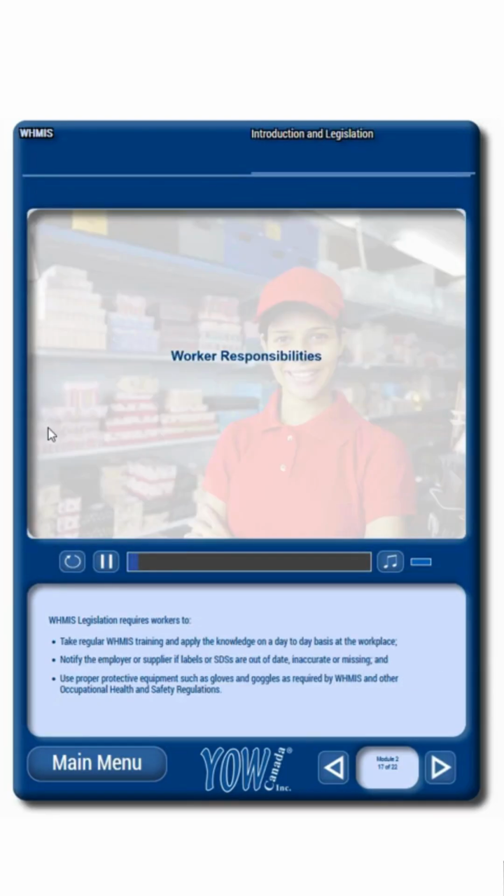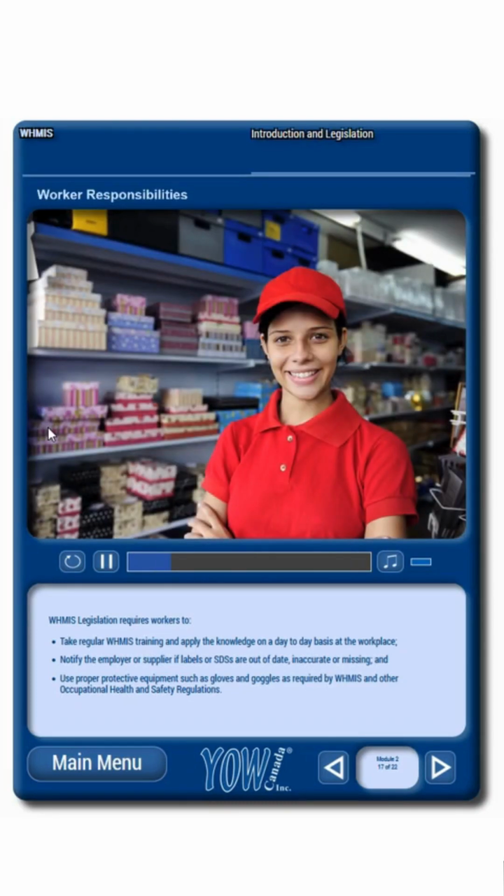Worker responsibilities. WHMIS legislation requires workers to take regular WHMIS training and apply the knowledge on a day-to-day basis at the workplace. Notify the employer or supplier if labels or SDSs are out of date, inaccurate, or missing, and use proper protective equipment such as gloves and goggles as required by WHMIS and other occupational health and safety regulations.